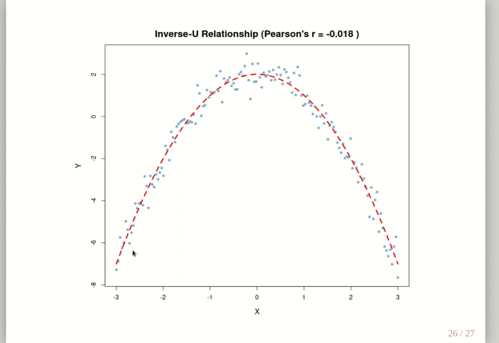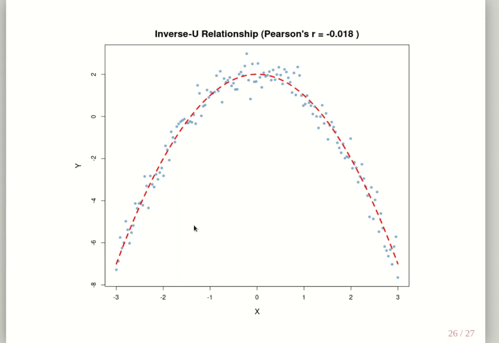But this relationship is no longer describable using a single straight line. Instead, we have here what we roughly refer to as an inverse U relationship. So there's this pattern where for low values of x, there seems to be a positive association, but for higher values of x, the relationship seems to change direction.